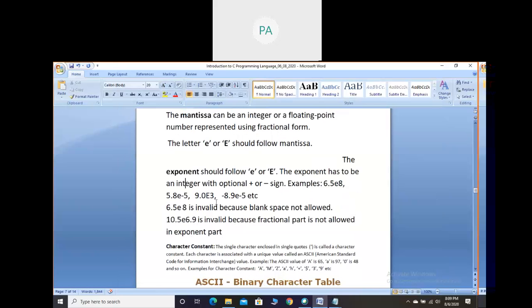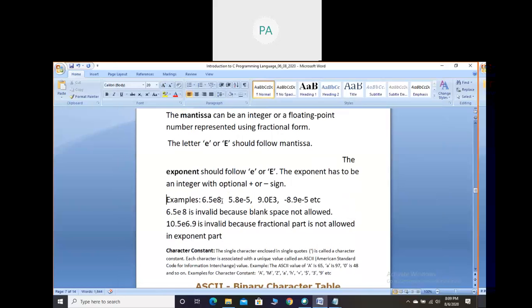Okay, see here they have given examples. If you consider the examples, 6.5 E8. So after E, if you observe, only integers are there: 8, minus 5, 3, minus 5. These are the integers after letter E. Before E, either you can write an integer or a floating point number, anything you can write. And if you go for the second, 6.5 E 8 is invalid because blank space is not allowed. See, after letter E, if you leave blank spaces like this, then it is invalid. You should not leave any blank space. Immediately after letter E, you should start writing the digits. So if you leave even one blank space, it is invalid. Okay, blank space is not allowed.